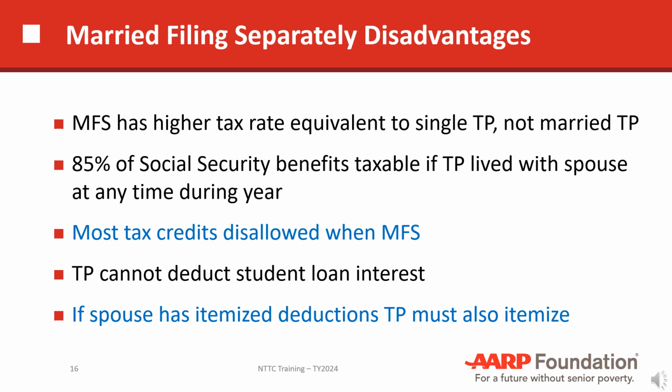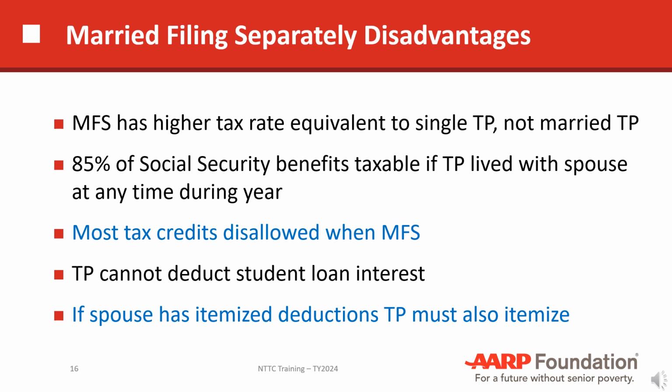Most tax credits are disallowed when filing MFS. Things like education credits and credit for the elderly or disabled are disallowed when you file MFS. Taxpayer cannot deduct student loan interest.